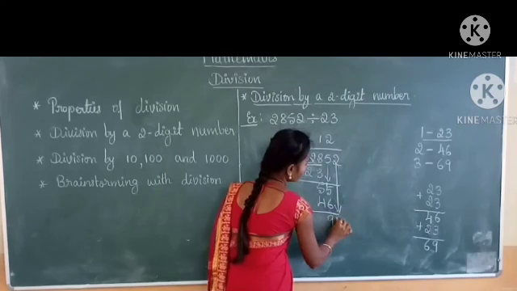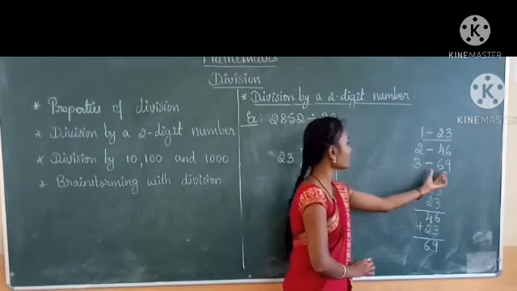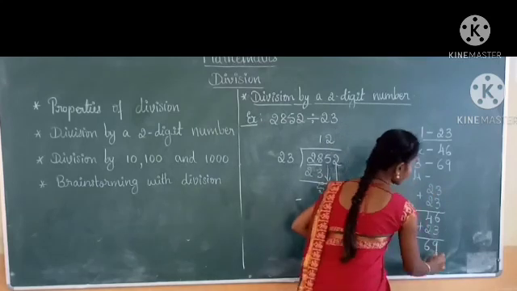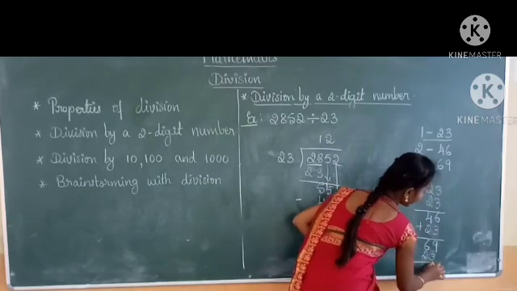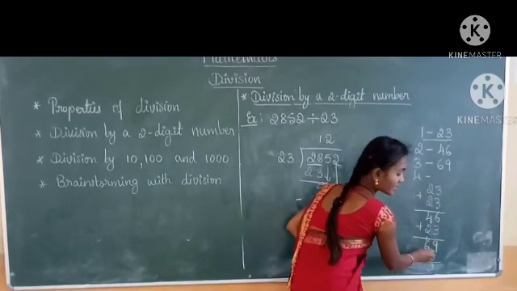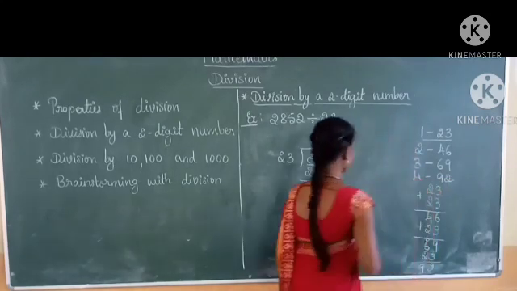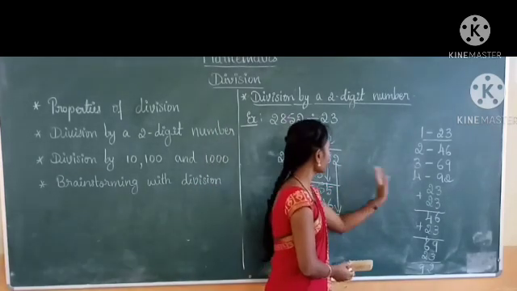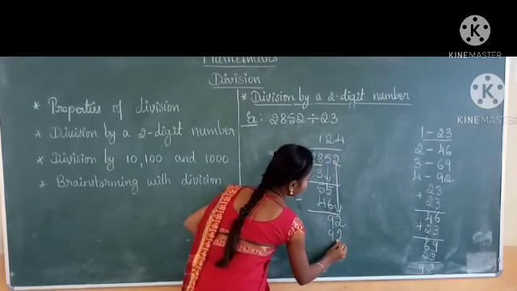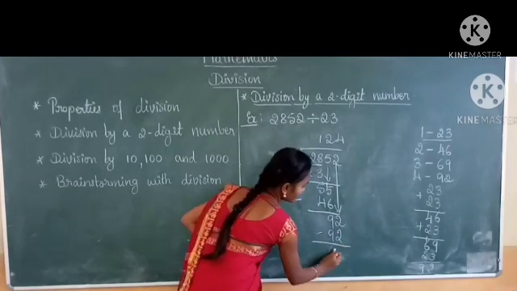Next take this 2 to this place. It becomes 92. We need 92. So here 23 threes are 69. 23 fours are how much? 69 plus 23. 9 plus 3 is 12. For 12, write 2 and take 1 as carry. 1 plus 6 is 7, 7 plus 2 is 9. So it is 92. So we need 92. Therefore 23 fours are 92. So write 4 here and 92 here. 23 fours are 92. 92 minus 92 is 0.